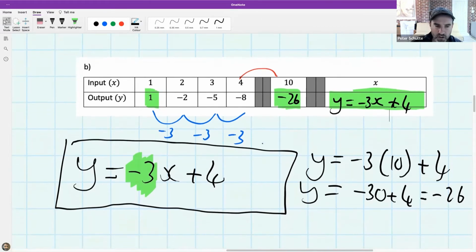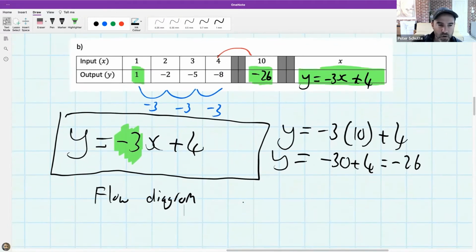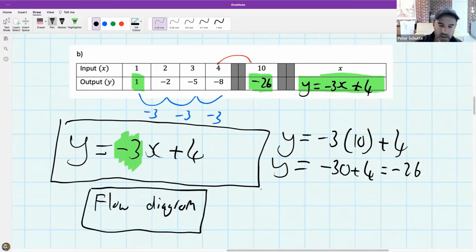Now, guys, I want to ask you too, at the very beginning of this course, we did something called flow diagrams. Could you draw me a flow diagram for this relationship? We gave you a table, and now you've given it to me as a formula, but could you quickly draw me a flow diagram showing this relationship? Just try and see what you can do. And then I'm going to ask someone to maybe help me.